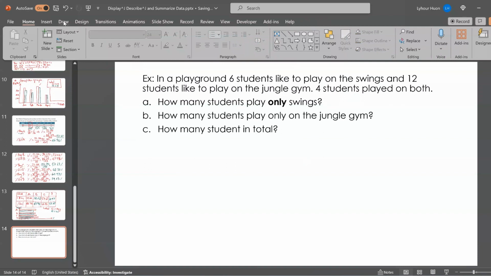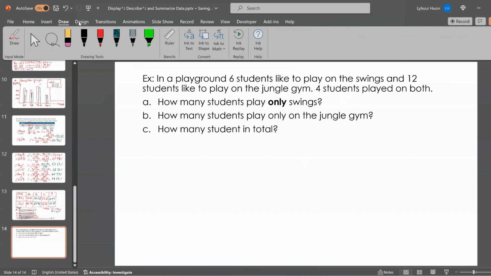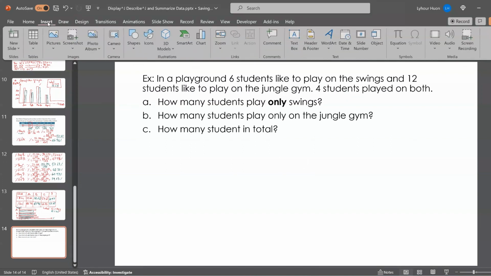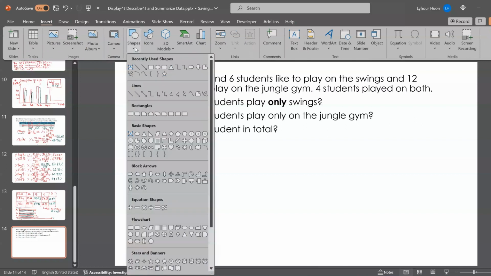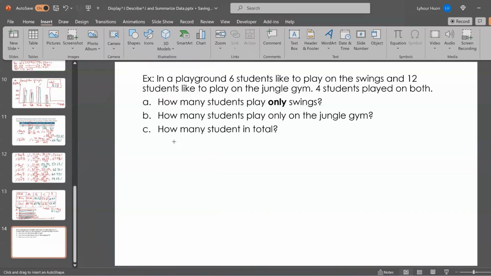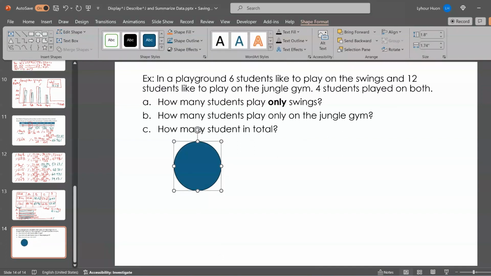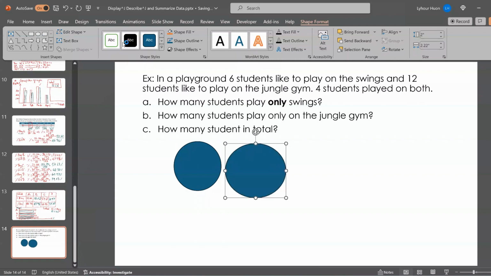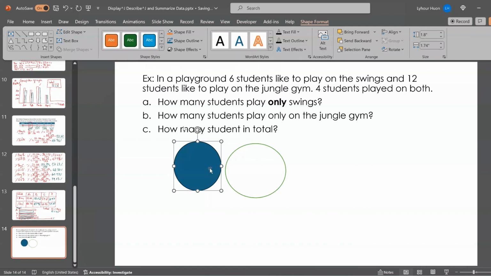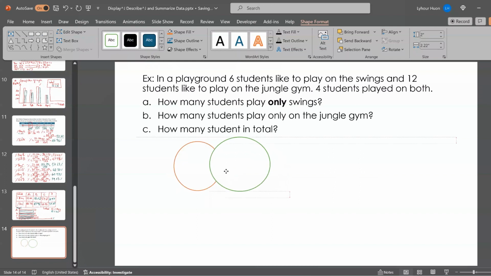So I will introduce you to one more diagram. Not a pie chart yet. Before the pie chart, we have one more. A Venn diagram. Yes, it's a Venn diagram.